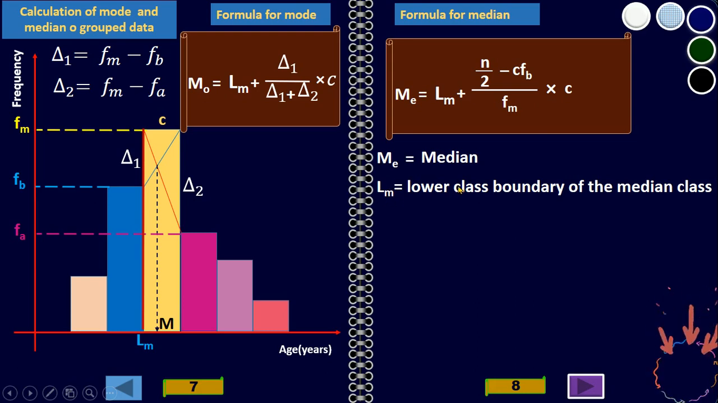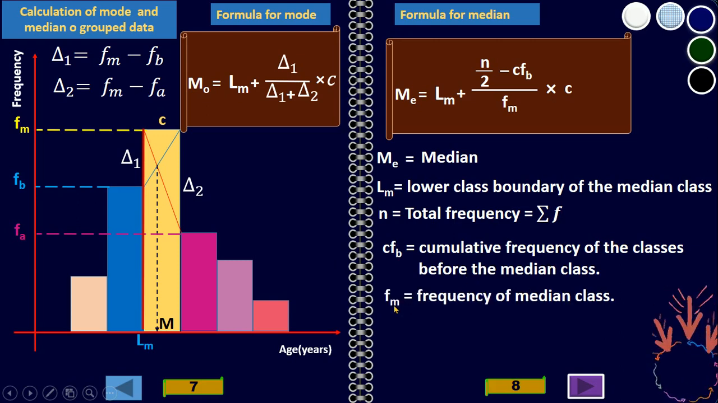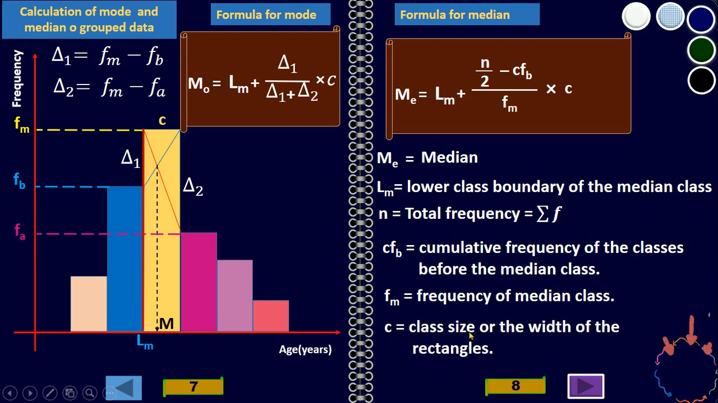This represents the lower class boundary of the median class. This represents the total frequency, or the summation of the frequency. While this represents the cumulative frequency of the classes before the median class. This represents the frequency of the median class. C is the class size or the width of the rectangles.